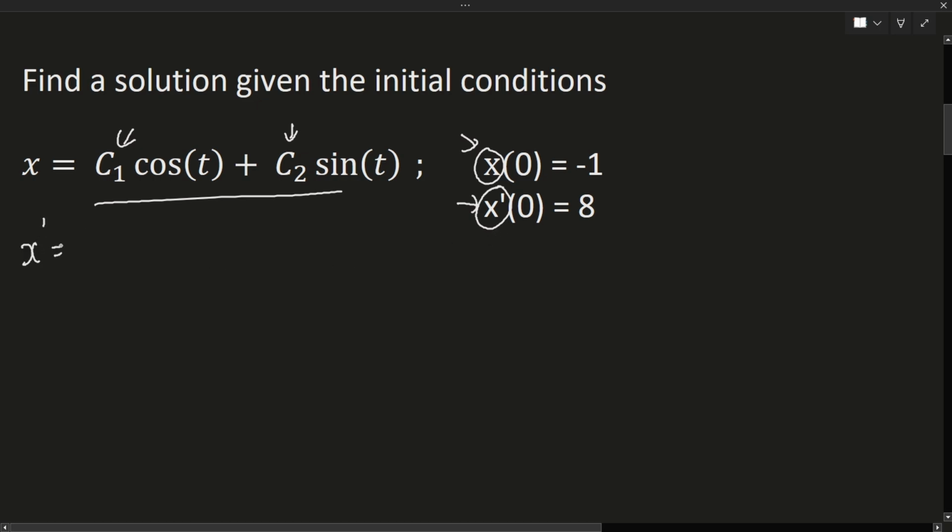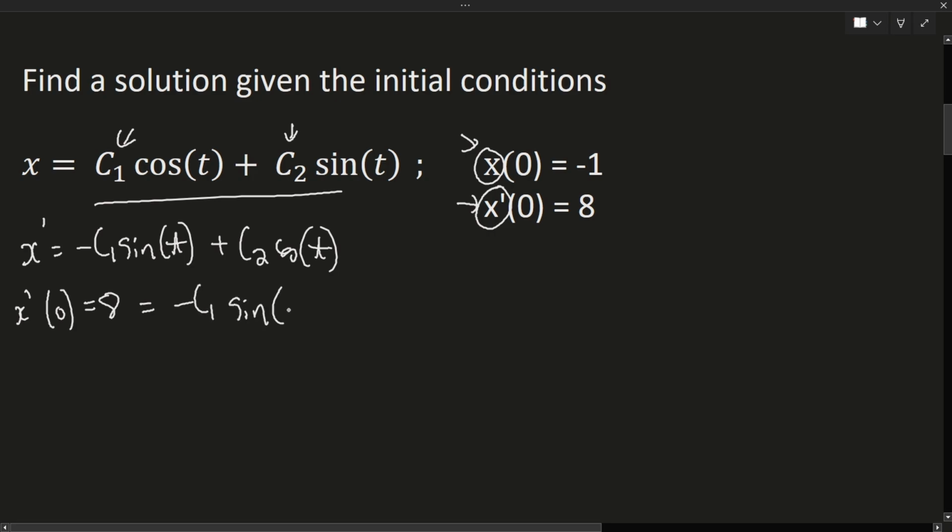This is literally just Cal 1, okay? So this becomes negative c1 sine of t, then plus c2 cos of t. That's x prime. So now let's begin. Setting x prime at t equals 0 equals 8 gives negative c1 sine of 0 plus c2 times cos of 0. Sine of 0 is just equal to 0, so this cancels out, and cos of 0 is equal to 1. So 8 equals C2. All right, you found your first constant.